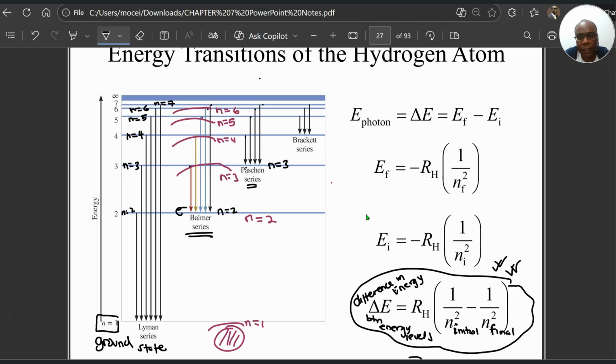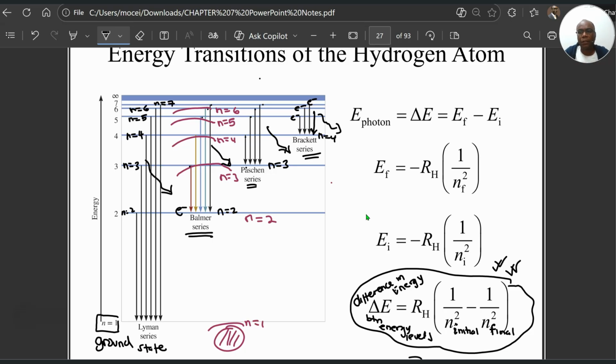But if the electron is on n equals 7, n equals 6, n equals 5, and drops back down, emitting light, all these drops emit photons in the form of light energy. So those electrons drop and they stop at n equals 4. That's called the Brackett series.